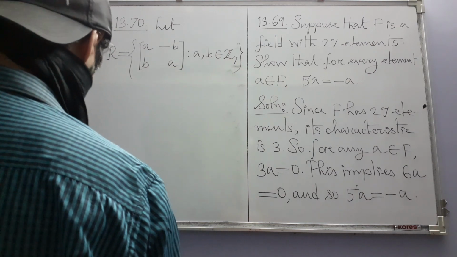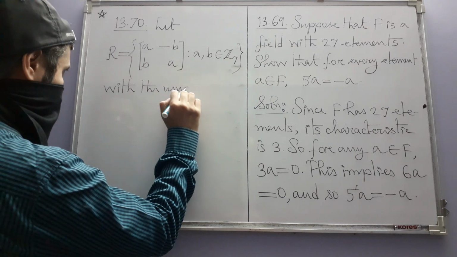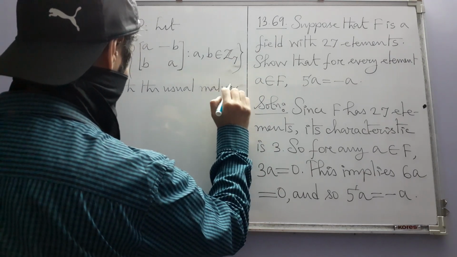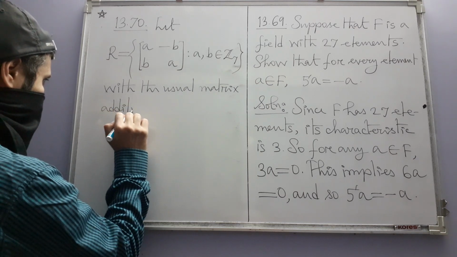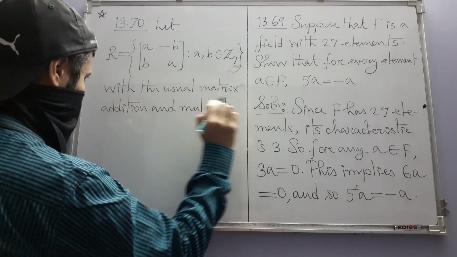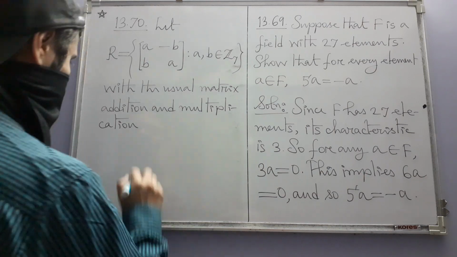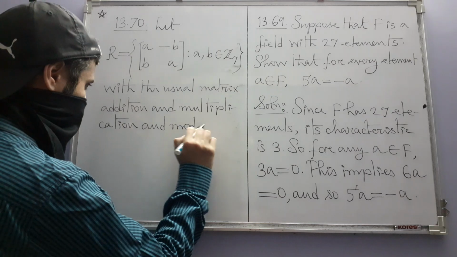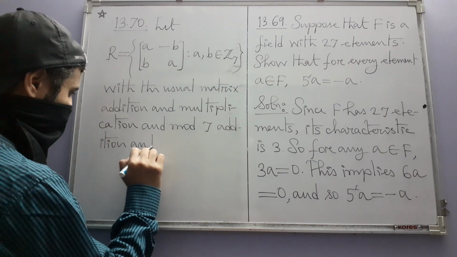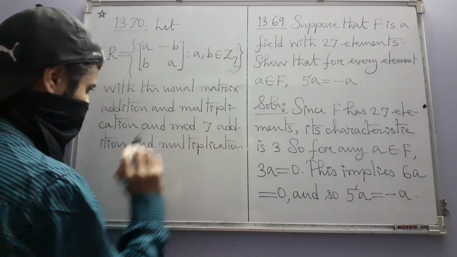And this set is being considered along with two operations, the usual matrix addition and multiplication, and modulo 7 addition and multiplication of the entries.